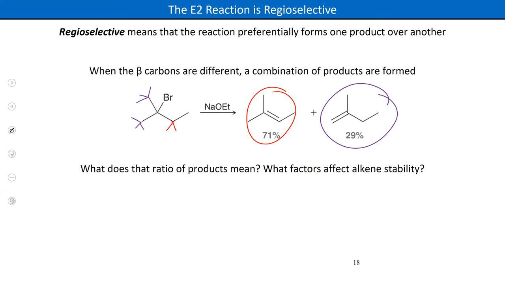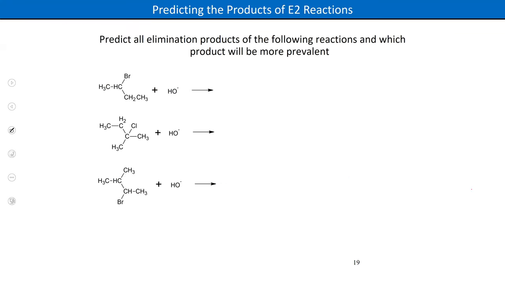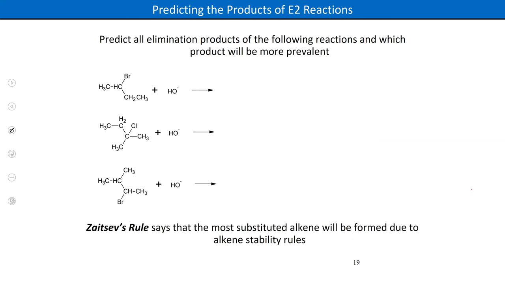So more substituted is going to be more favored. I guess I should say more stable, because it turns out there are some ways we can toy with sterics to actually get the less stable alkene as the major product. But in general, this rule is called, let's see if I have it on the next one. Yeah, there it is. Zaitsev's rule.